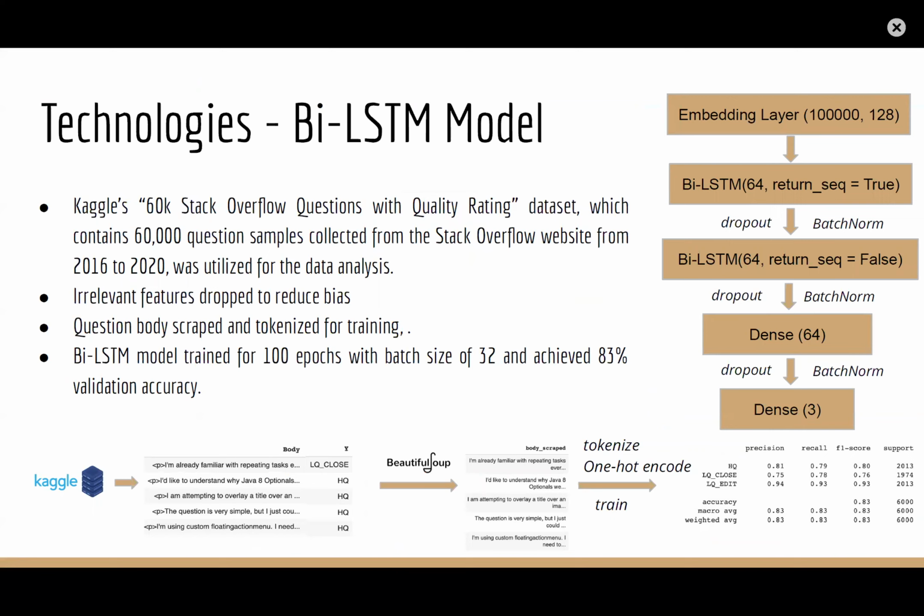So a little bit more information about the bidirectional LSTM model. We used Kaggle's question quality dataset for model training. It contains 60,000 question samples collected from the Stack Overflow website from 2016 to 2020. In order to eliminate bias, we only kept the question body for training and removed other features that might impose bias. Then we scraped all of the HTML content in the question body using a Python package called Beautiful Soup. Finally, the question body is tokenized and the classes are one-hot encoded for training.